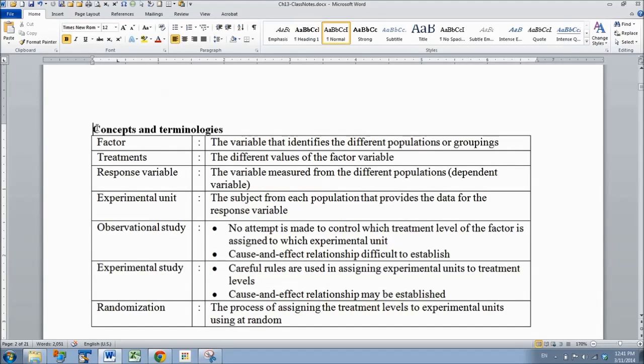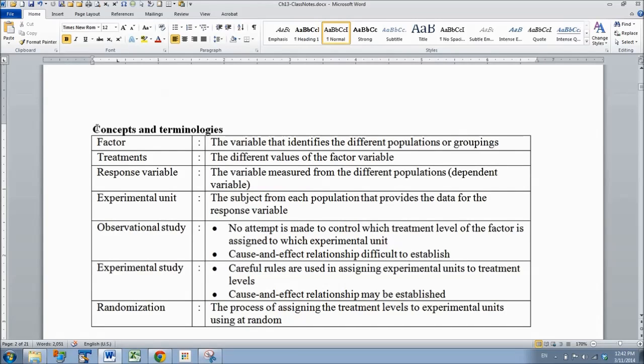Now, observational study and experimental study. In analysis of variance, you can gather sample data in two different ways. One is called observational study, where you do not actively assign experimental units to different treatment levels. They exist already, and then you go and take measurements. In experimental study, you carefully assign the experimental units to different levels of the treatment, and that makes it an experimental study. In observational study, the final results that we obtain can only be used as a possible association between the treatment levels and the response variable. But in the case of experimental study, cause and effect relationship can be established.